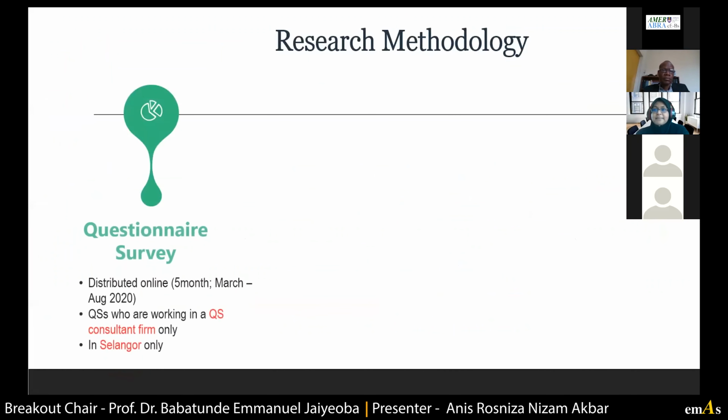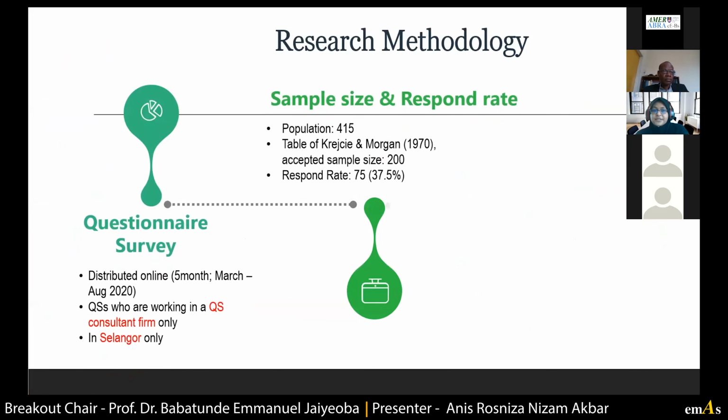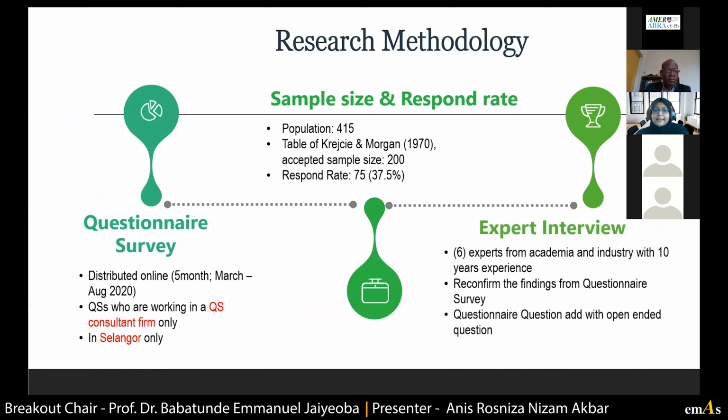And this is the methodology used for this research, whereby we use two methods, which are questionnaire survey and expert interview. The questionnaire survey is distributed online, focusing on QS consultant firms only, and focusing on Selangor. The population is 415, and the response rate is 75%. The expert interview consists of 6 experts from academia and the industry.